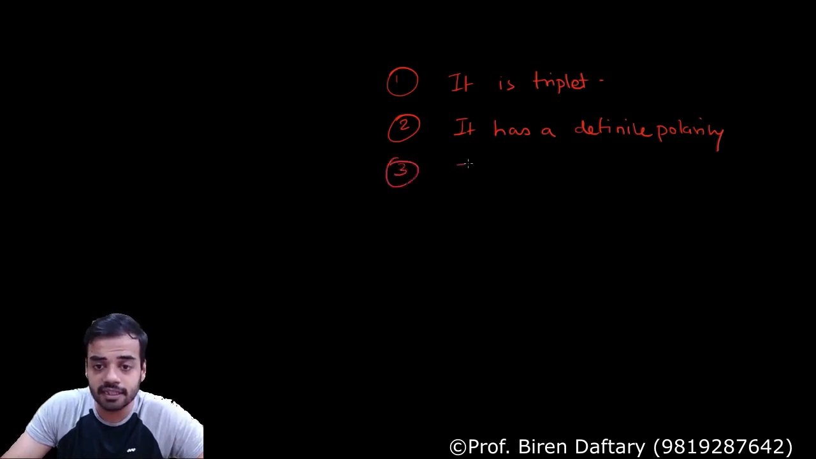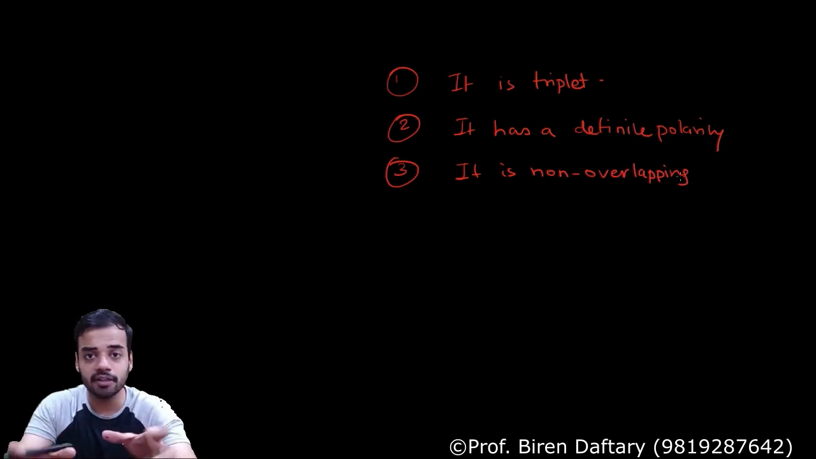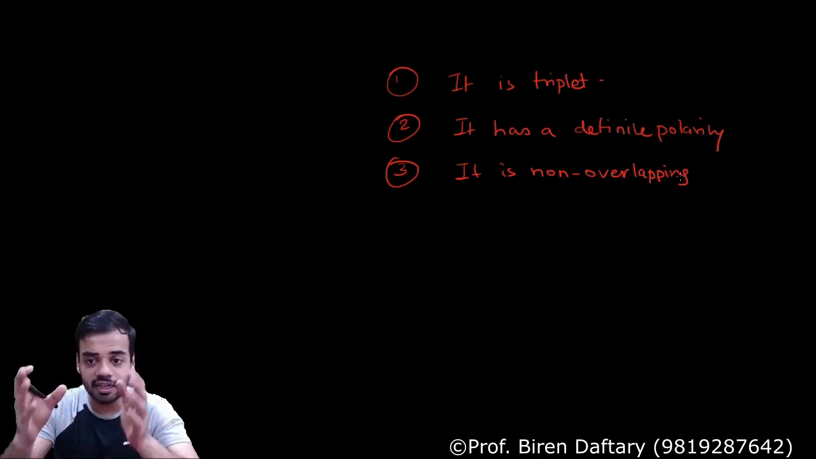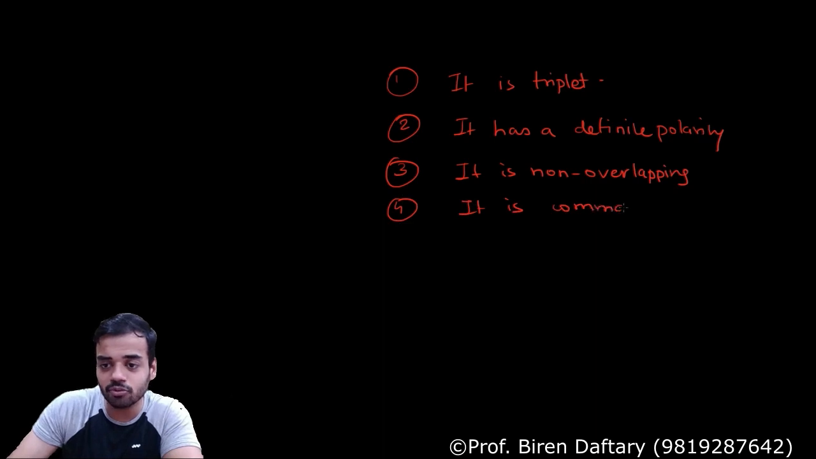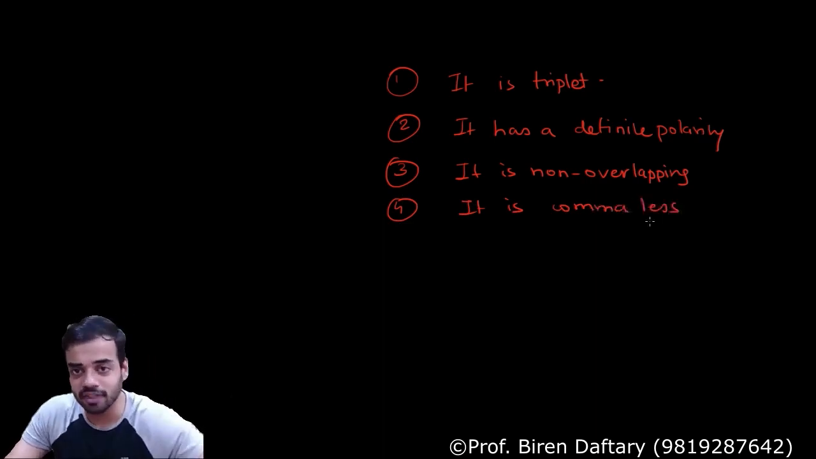Third, it is non-overlapping. What do you mean by non-overlapping? Non-overlapping means the codons and the nucleotides do not overlap. They are separate. So a nucleotide is not shared between 2 codons, and it is called non-overlapping. What was the fourth point? It is commaless. Very simple point. You do not put a comma when you are writing the codons. They are written without a comma.